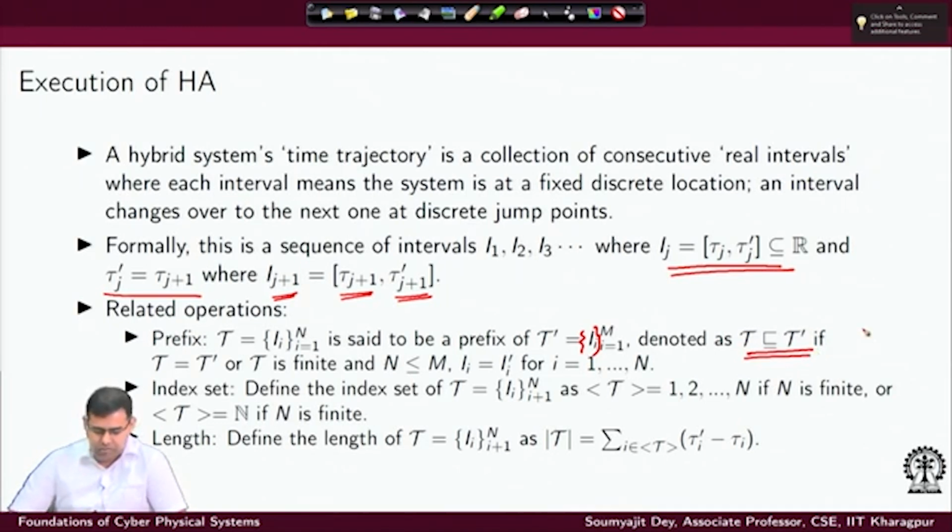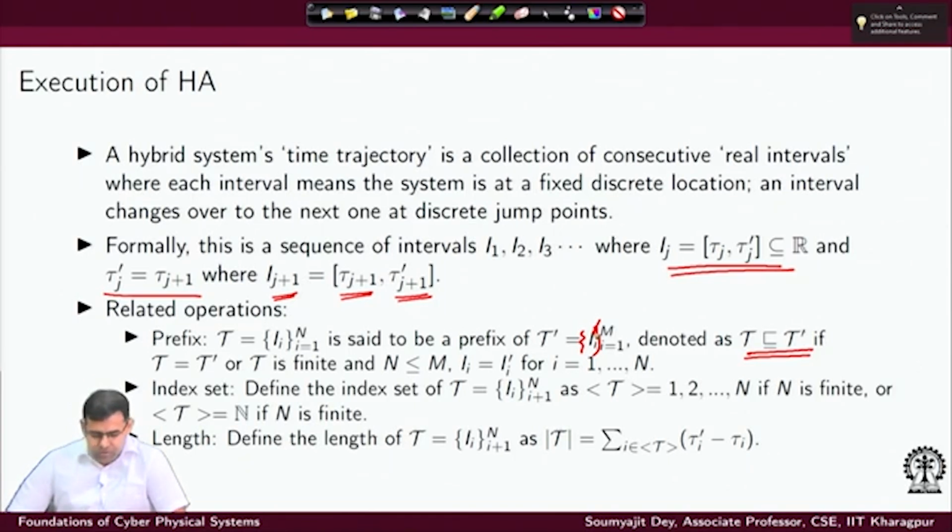tau and tau prime are equal, or tau is finite and the number of intervals in tau is less than or equal to the number of intervals in tau prime, and each of the intervals in tau is exactly equal to the intervals in tau prime up to this value n. So, the intervals in tau are I1, I2 like this, and the intervals in tau prime are I prime, primed like that. We say it is a prefix if whatever intervals are in tau are all present in tau prime in that sequence, and after them there are some more intervals. So, that is the definition.